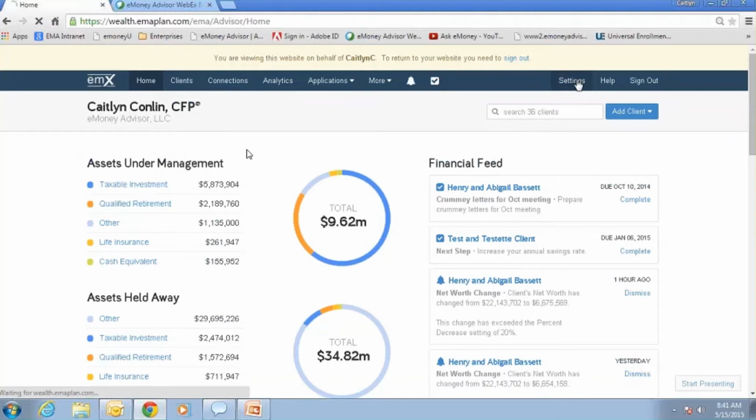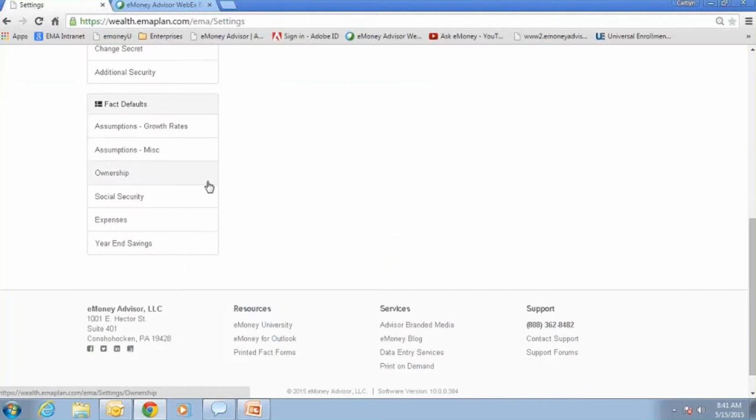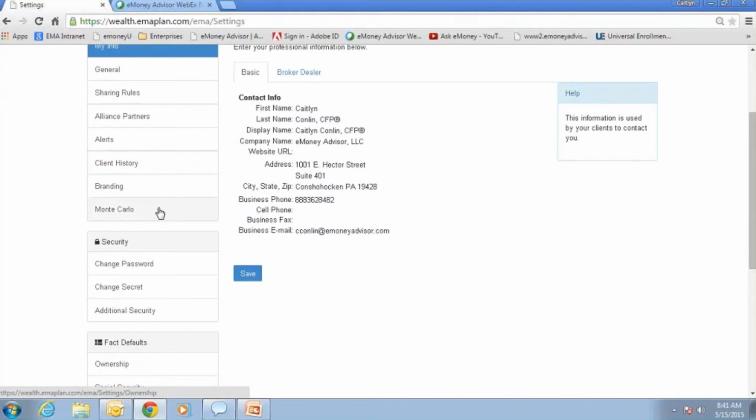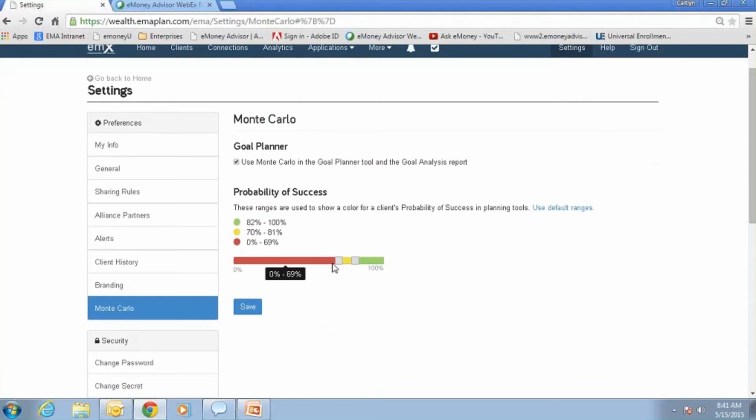Up in the settings area of our application, we give you the ability to determine what Monte Carlo means for your practice. So we can click into this and it's going to say, define the probability of success for your clients. You can bring them into this area. You can describe what this means. What does it mean if they get a red score? What does it mean if they get a yellow score? What does it mean when they get a green score?